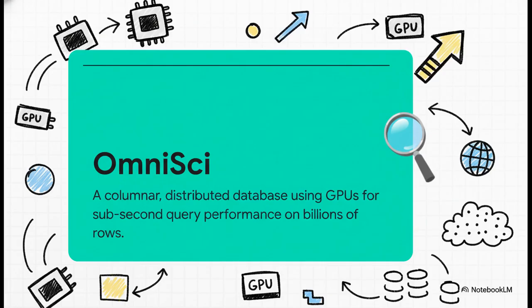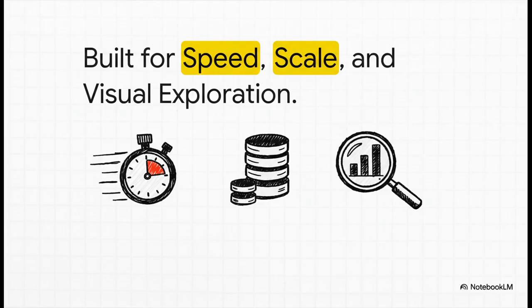But, and this is the big one, the real secret sauce here is GPUs. Yep, you heard that right. Graphics processing units. The same powerhouse chips that make your video games look amazing are used here to just tear through data in parallel. It is a total game changer. So it really boils down to these three things: speed, scale, and visual exploration.